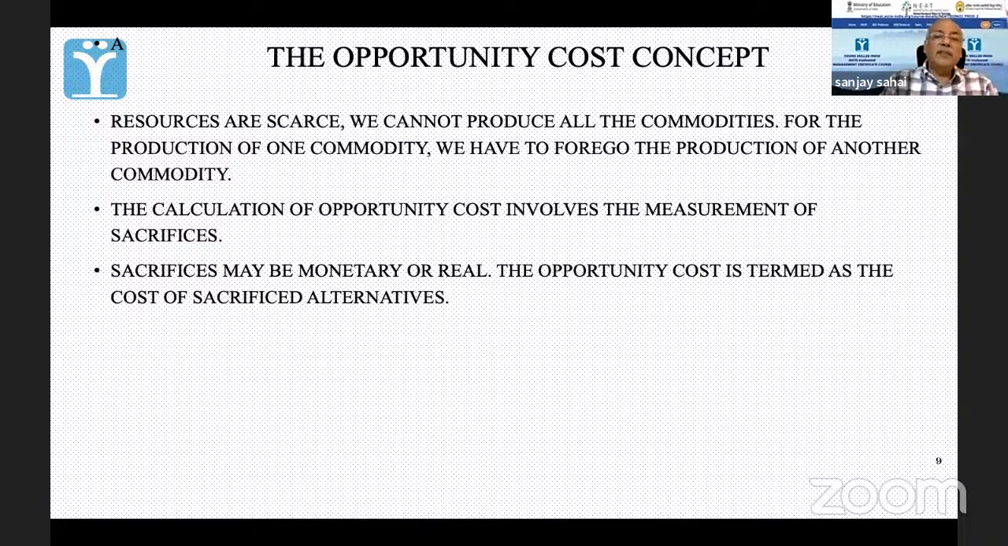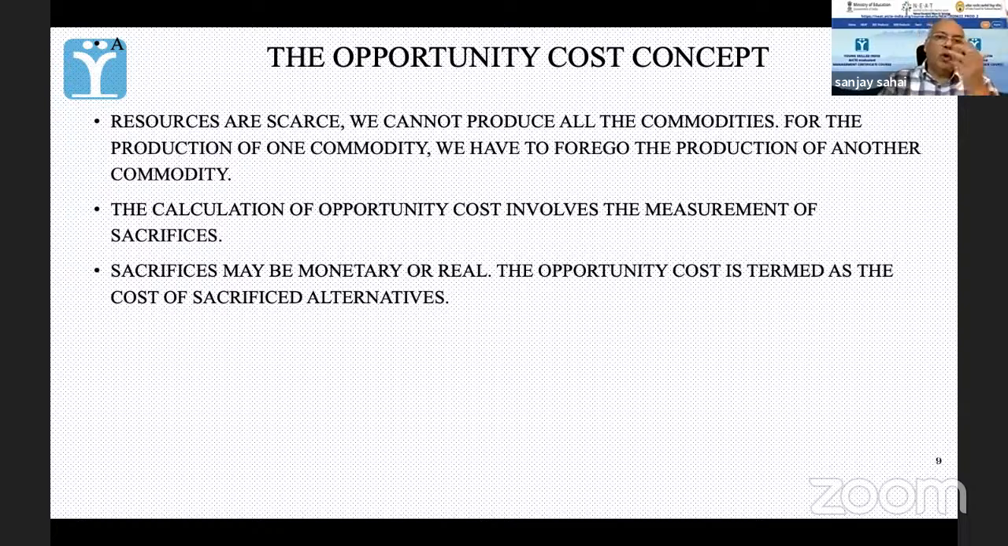So the sacrifices may be monetary or they may be real. The opportunity cost is termed as the cost of sacrificed alternatives. So this is the thing to remember. Opportunity cost basically is all about choosing. You have an option, you choose one, you sacrifice the other. The cost of the alternative that you sacrificed, that is your opportunity cost.